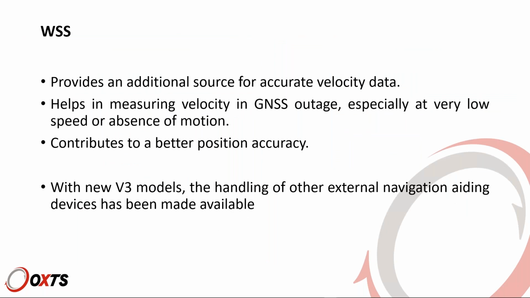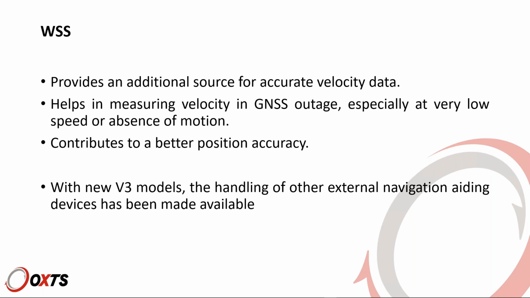V-speed sensor, it provides an additional source for velocity data, obviously. So it helps in measuring velocity, especially in GNSS outage, and especially at very low speed or absence of motion, which again can happen in urban environment. Think of traffic lights, for example. By measuring velocity more accurately, it means you can measure distance more accurately, which in turn means that you can measure position more accurately.